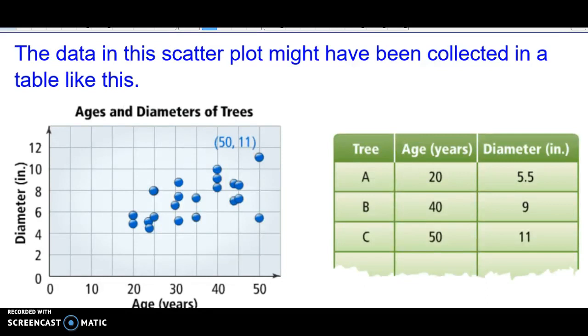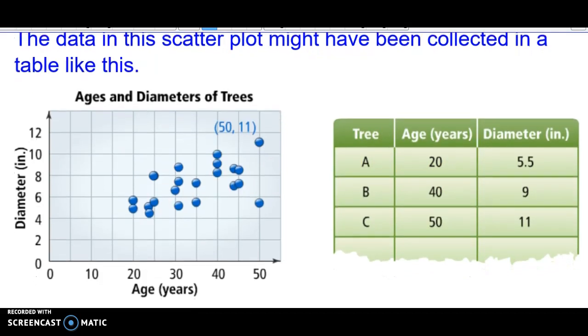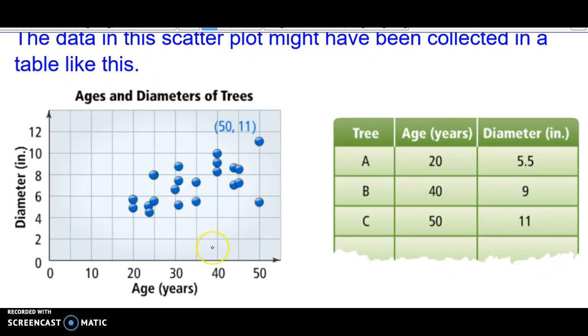So the data in this scatter plot might have been collected in a table like this. Our data can always be represented multiple ways. This data looks like this in a scatter plot, but in a table, each of these points represents a different tree, so those might be listed A through Z, depending on how many points we have here. And to list it this way, remember age is our x-coordinate and diameter is on our y-axis, so that's our y-coordinate. So in our table, we have x, y ordered pairs for each point on this graph. And obviously, we've only listed the first 3 here.